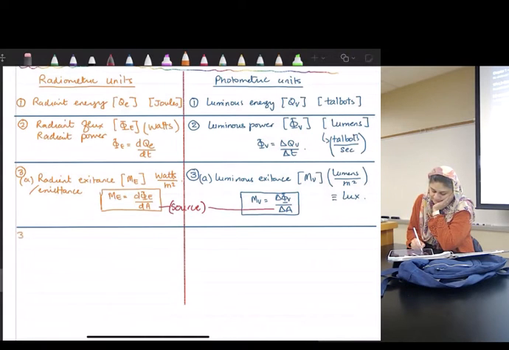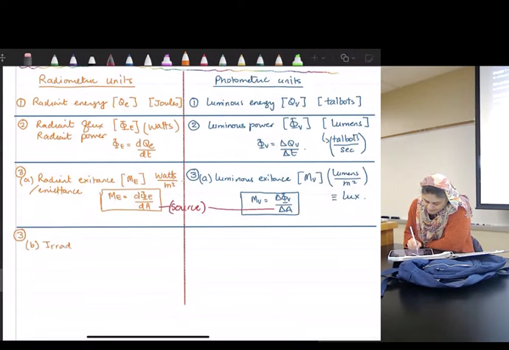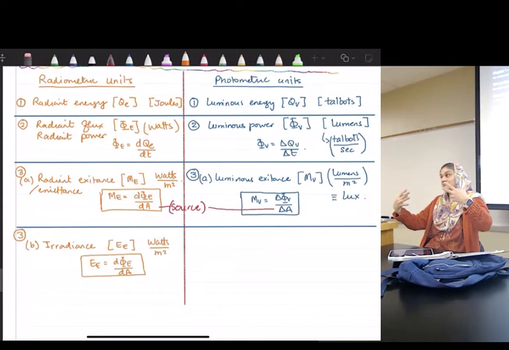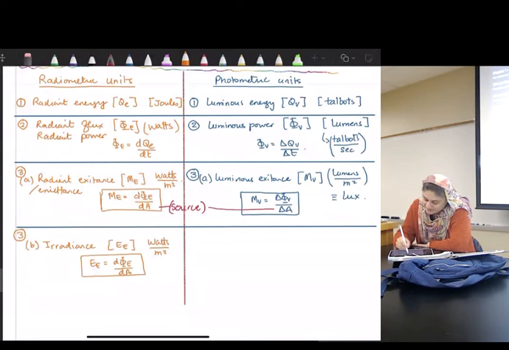3B. Irradiance, right? Yeah. And the symbol for it is EE. And the units again are watts per meter squared. And the formula is EE equals d phi E over dA, where this time dA is the area of the target. Yeah, so this is the area of the, I want to say target.